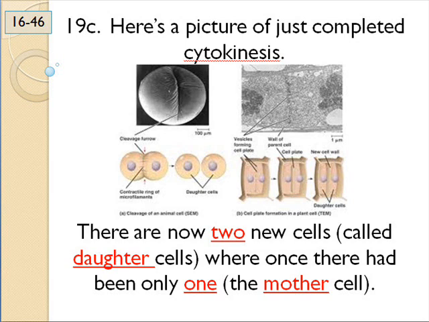So where there was one, now you have two. And of course this would be the plant, that'd be the animal. And they're kinda round. Now you know, a nerve cell looks like a starburst. They're not always round.